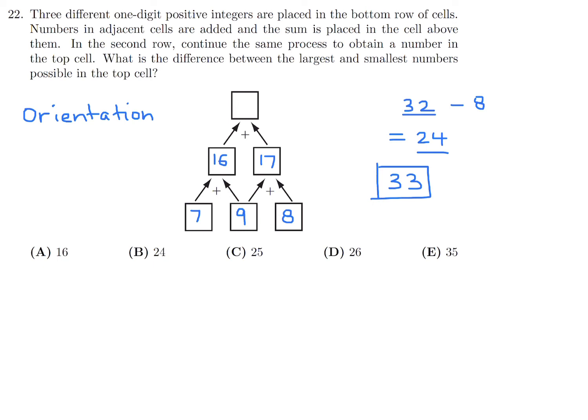Now let's do the same thing, but this time we're trying to get the smallest possible. And remember, orientation is important. So the 1, 2, and 3 are going to go in those 3 boxes, but in a different orientation. The 1 goes in the middle. 2 and 3 here. 2 plus 1 is 3, 1 plus 3 is 4, and this is 7. And as you can see, 7 is smaller than 8. So there you go. The largest and smallest possible are 33 and 7, and their difference is 26. And that is the correct answer to number 22, which is choice D.